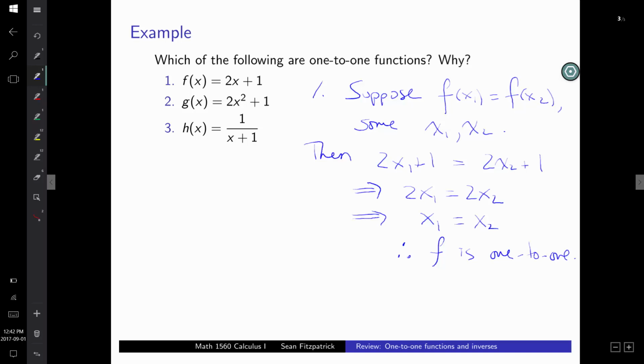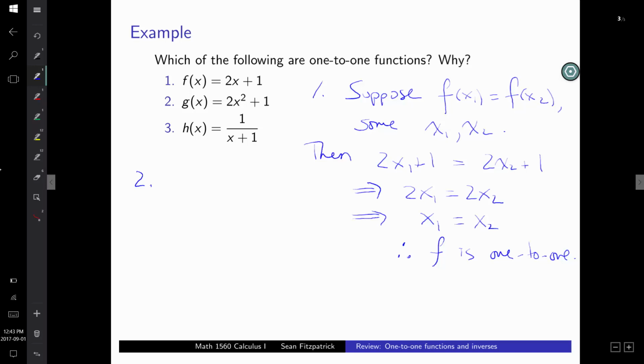Now, what about the next function, g of x? Is it going to be one-to-one or not? Well, g is not one-to-one. And if I want to show that g is not one-to-one, I don't go with the same procedure that I used in the first one. In the first one I was trying to establish that it is one-to-one, which means that for any choice of inputs, if the outputs are the same, the inputs had to be the same. To show that something is not one-to-one, I just have to find one example where different inputs give me the same output.